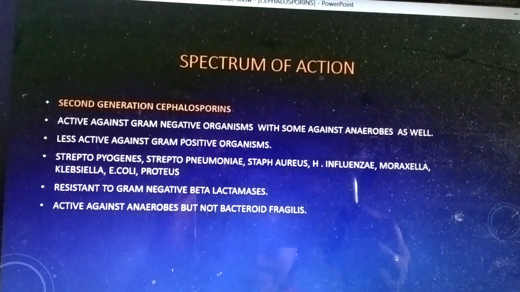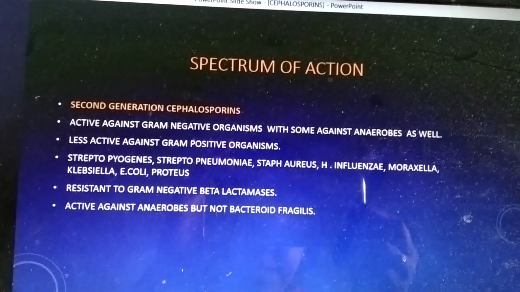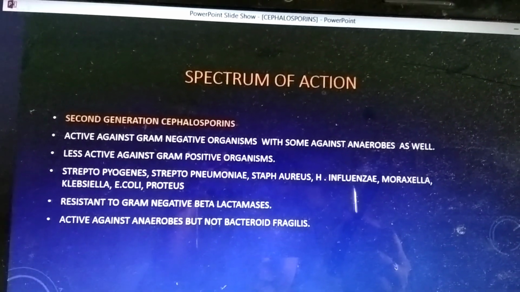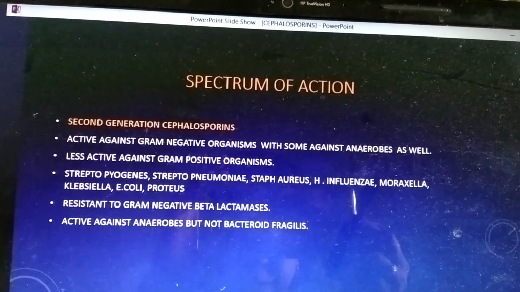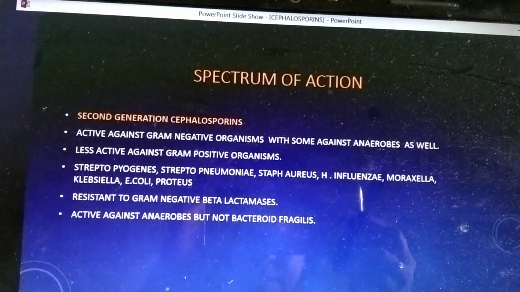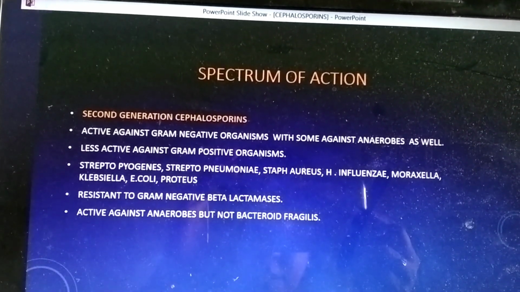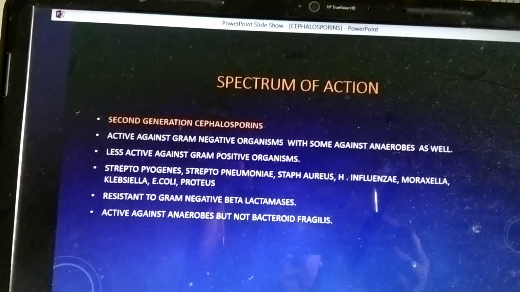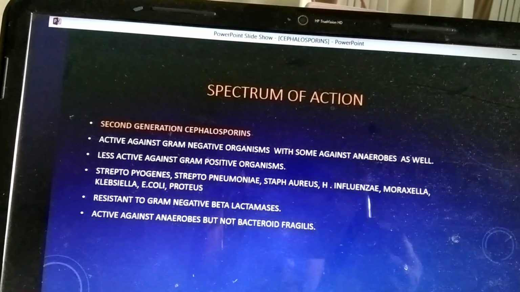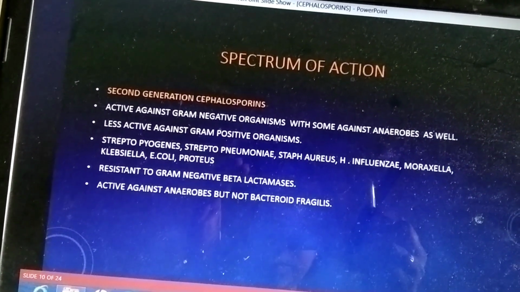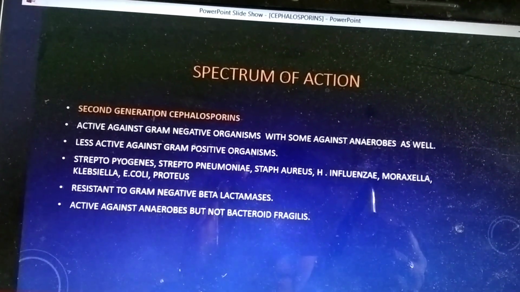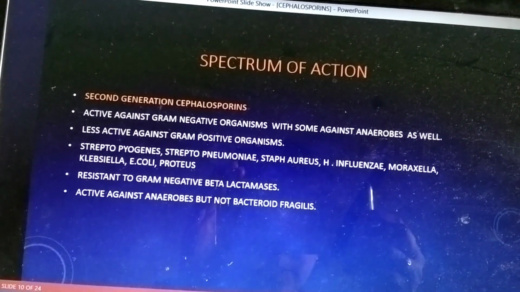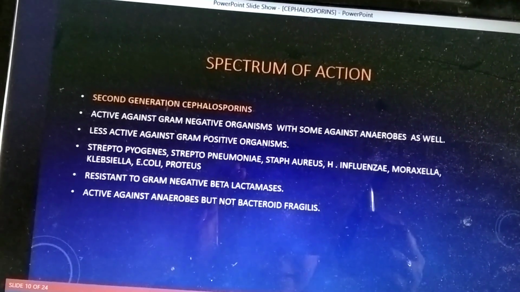They are resistant to the gram-negative beta-lactamases. They are active against the anaerobes but not the Bacteroides fragilis. So second generation cephalosporins are resistant to the gram-negative cephalosporinase or the beta-lactamase and they are quite active against the gram-negative organisms with less activity against the gram-positive organisms. More activity is seen against the gram-negative organisms as well as some anaerobes but not Bacteroides fragilis.